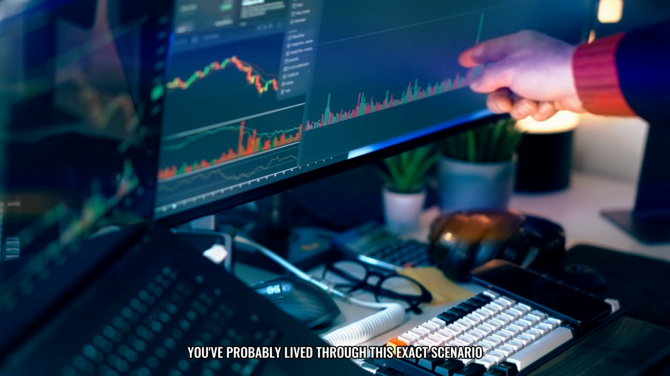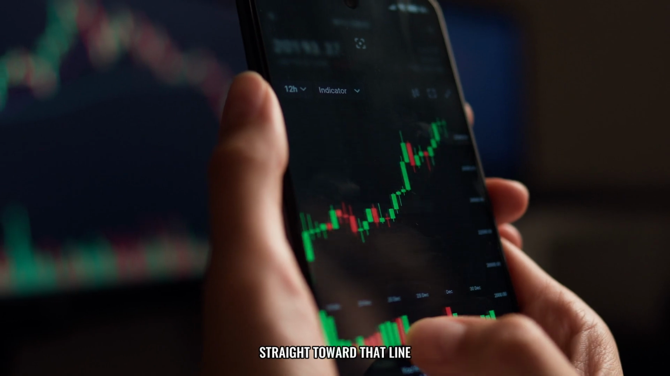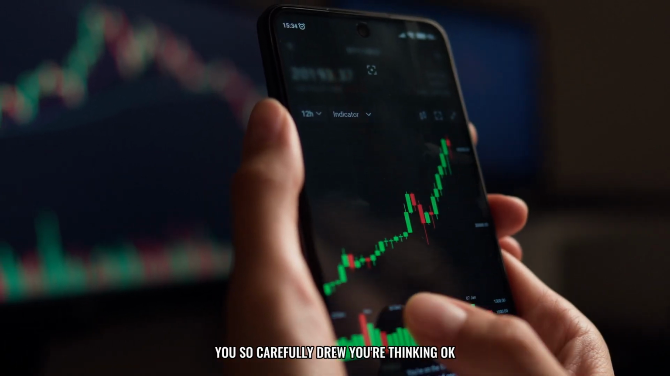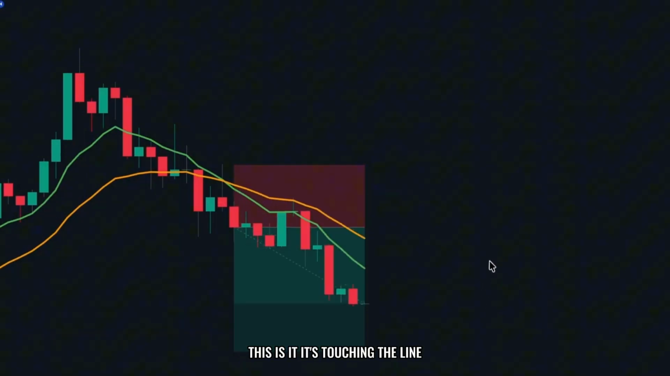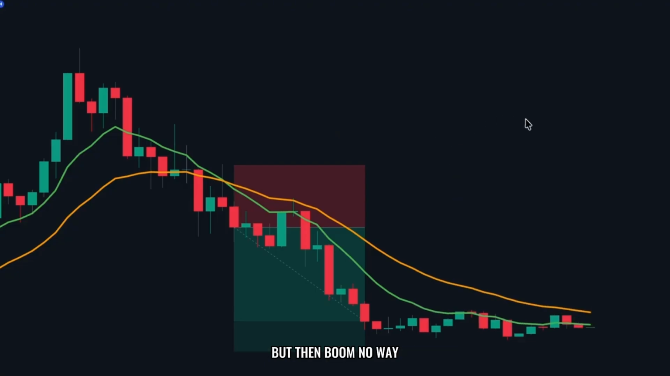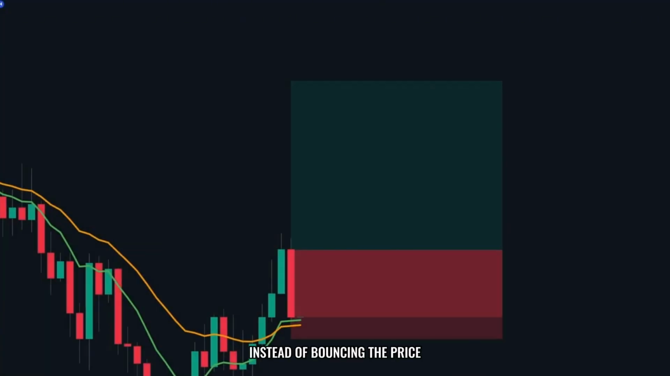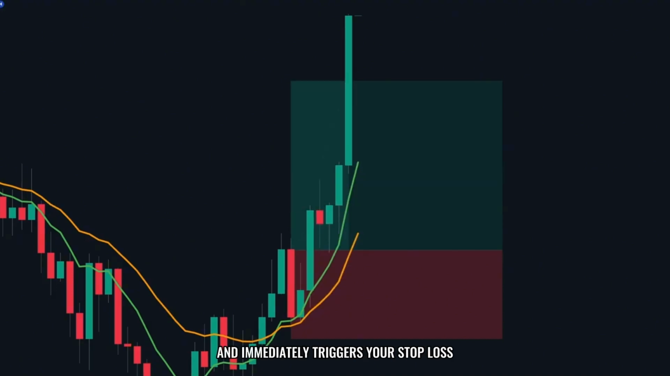You've probably lived through this exact scenario. You're watching the charts and you see the price driving straight toward that line you so carefully drew. You're thinking, okay, this is it. It's touching the line, it's definitely gonna bounce. So you buy in right at that exact moment, but then boom, no way. Instead of bouncing, the price literally slices right through your trend line like a hot knife through butter, and immediately triggers your stop loss. It hurts, right?